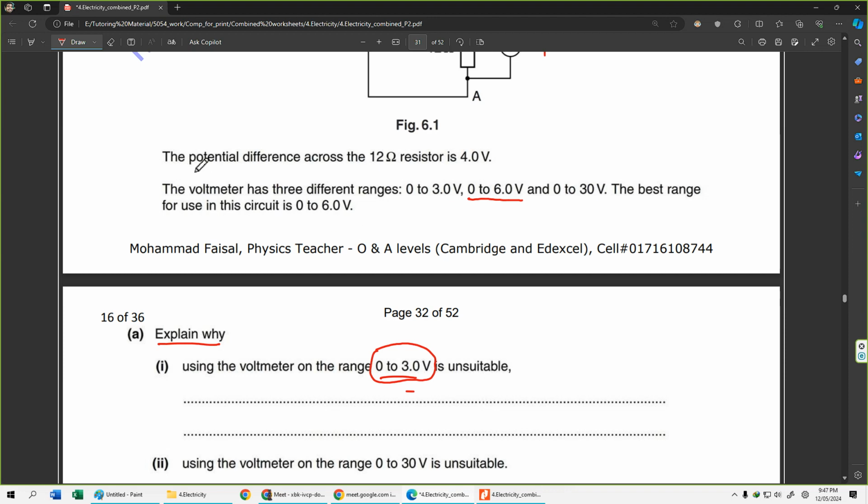Have a look. The potential difference that we are trying to measure is how much? 4 volt. Exactly. The measurable voltage, or the voltage that we are trying to measure, or you could simply write that the voltage across the 12 ohm resistor, এটা লিখলেও হবে, is outside the range of this thing.